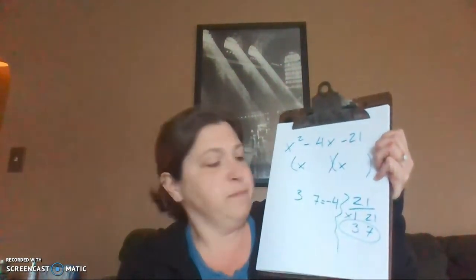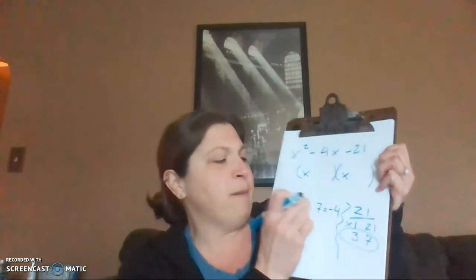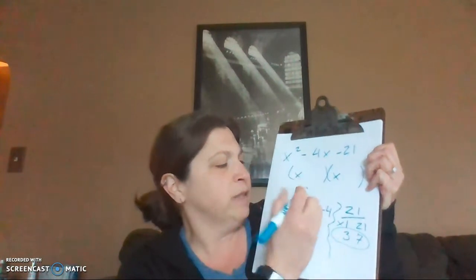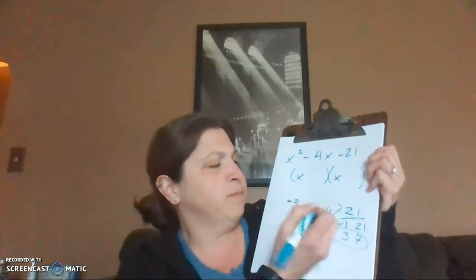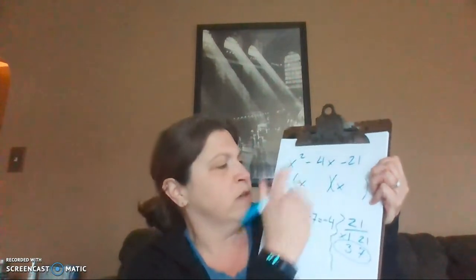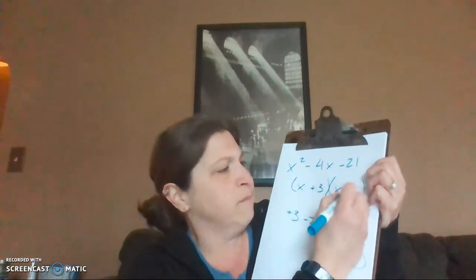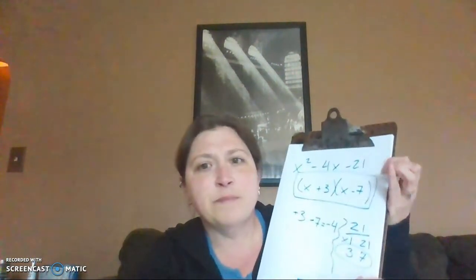Okay, so here's the deal. I want to get a negative 4. I know one's positive, one's negative. That means the bigger number needs this negative sign. So 7's getting the negative, 3 is getting the positive. And again, since I just have x and x, I don't have any coefficients, it doesn't matter the order you put these in, right? So I'm just going to go plus 3 here, minus 7 here. And then that's it. That is how you factor.